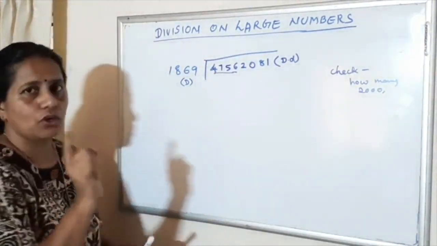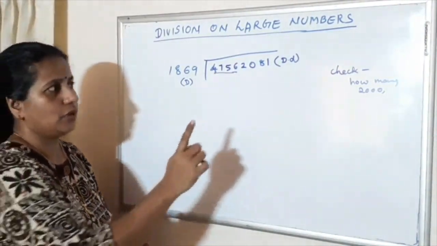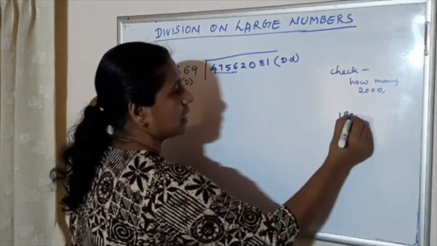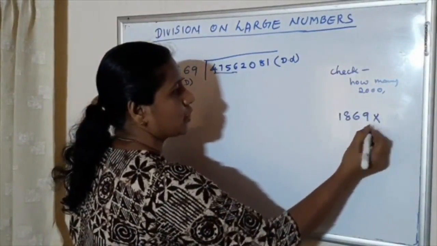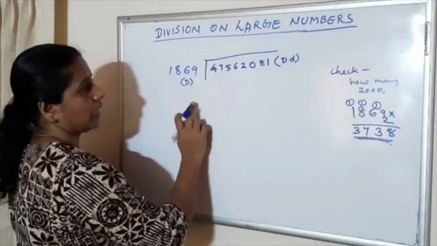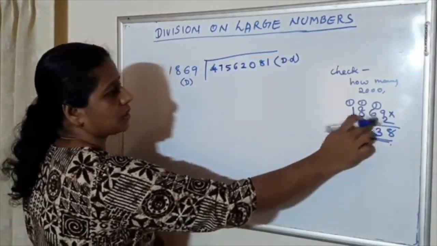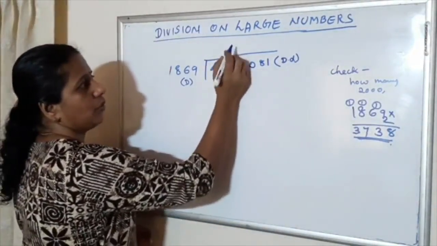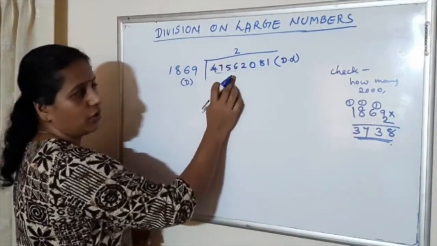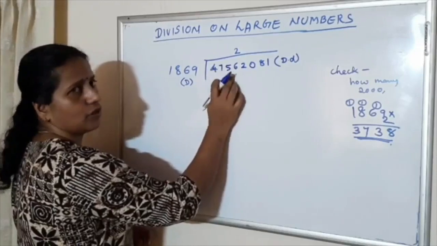Okay, so you have to check with 1869 into 2. Okay, first you write how many times? 2 times. So write 2 above that 4 digit number. No need to draw this line. This is only for your convenience.